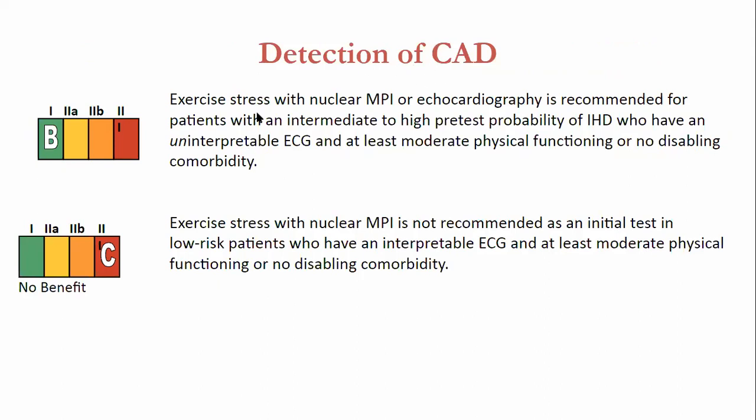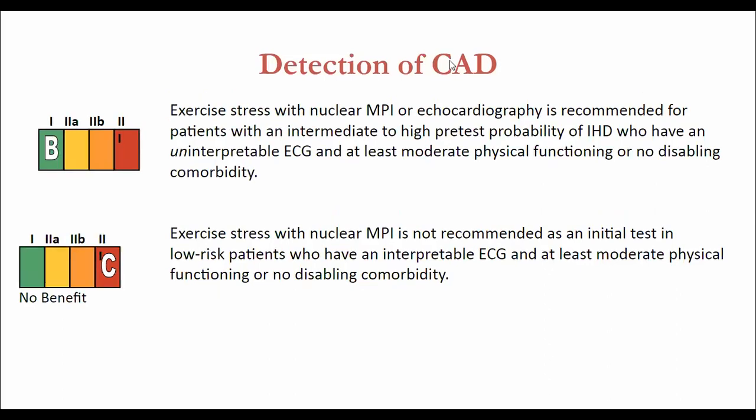Then for detection of CAD, exercise stress with nuclear MPI or echo is recommended for patients with intermediate to high pretest probability of ischemic heart disease who have an uninterpretable ECG and at least moderate physical functioning or no disabling comorbidity. It means if a patient presents to you with chest pain and you want to do non-invasive testing, the first test to do is ETT.